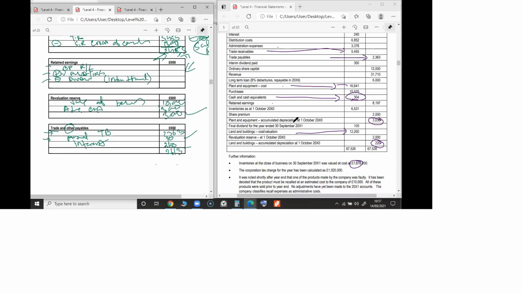Where do you get the opening retained earnings from? From your trial balance. Look at the right-hand side, purple color I'm doing. Where's the retained earnings? It should be somewhere at the bottom. I got it here, 8197. Retained earnings is owner's equity, that's why it's credit. 8197. Do you have a profit or loss?